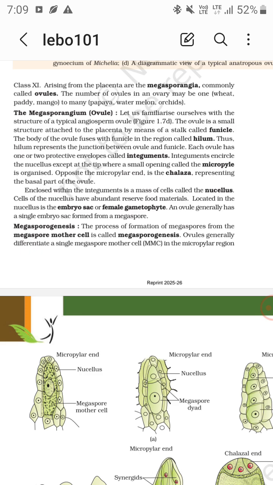So one or two protective envelopes called integuments. As I show you, the integuments are protective in nature. They encircle the nucellus except at the tip, where a small opening, the micropyle, is organized. Opposite to the micropyle is the chalaza, which represents the basal part of the ovule.